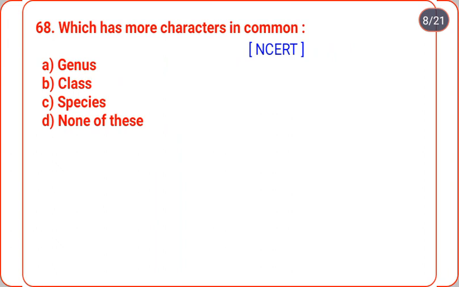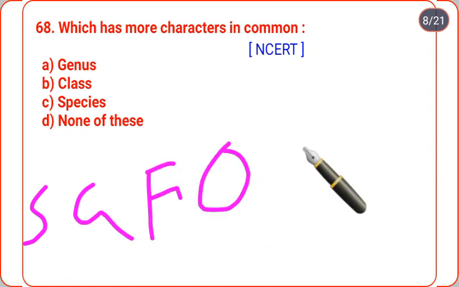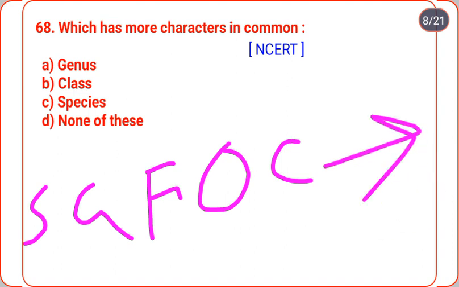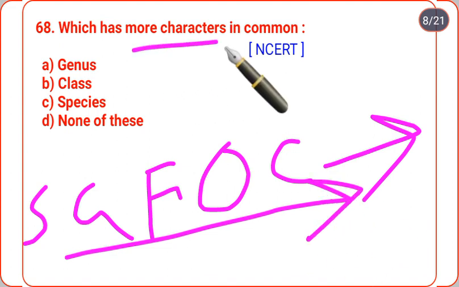Okay, next, question number 68: which has more characters in common? Similarly, we will see species, genus, family, order, class, phylum, division, and kingdom. The number of similar characters will decrease as we go from left to right. So in this question, which has more characters in common?